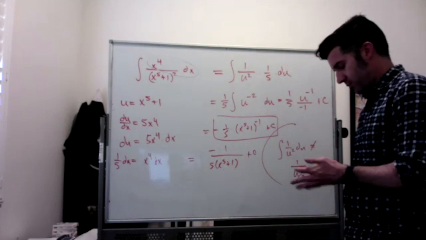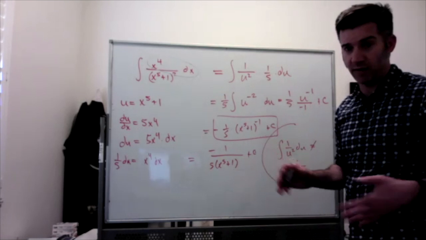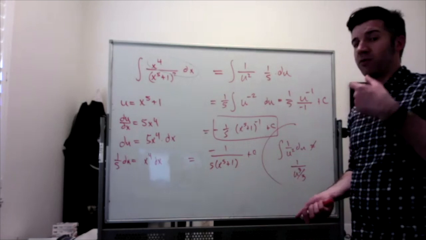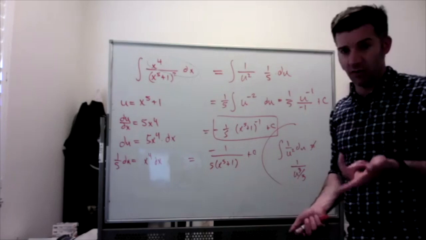Okay, so that's the very basic idea of how these u substitutions work. You're looking for a choice for u whose derivative is always there. So let's look at some other problems.